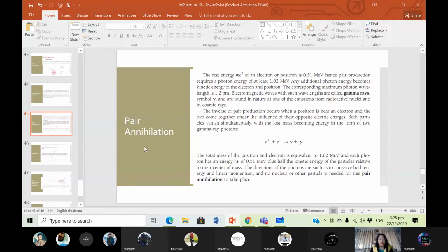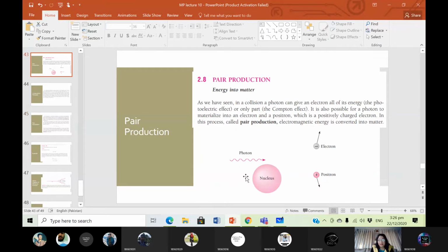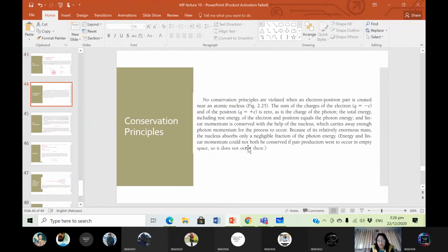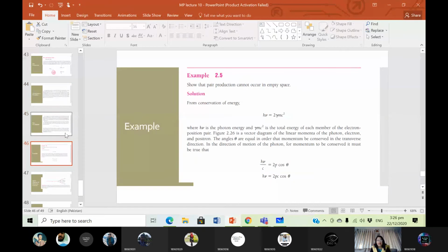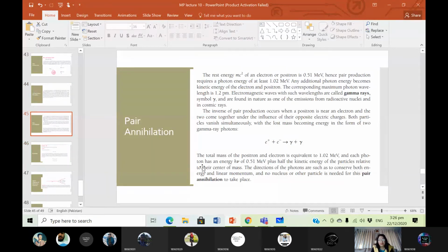Before, in pair production, we needed a nucleus there to conserve the linear momentum of the system. Linear momentum and energy cannot both be conserved if pair production were to occur in empty space. But in pair annihilation, we don't need any nucleus or any other particle.